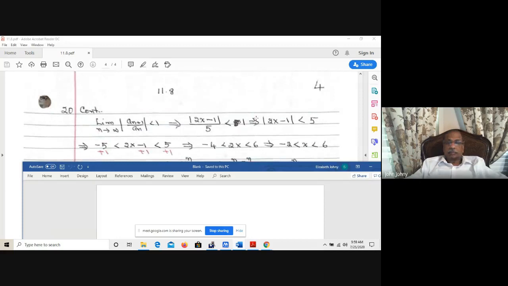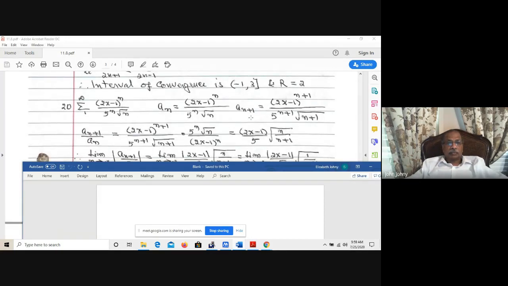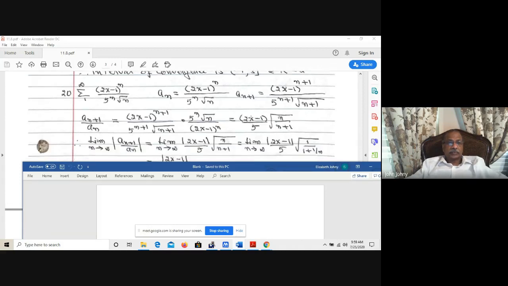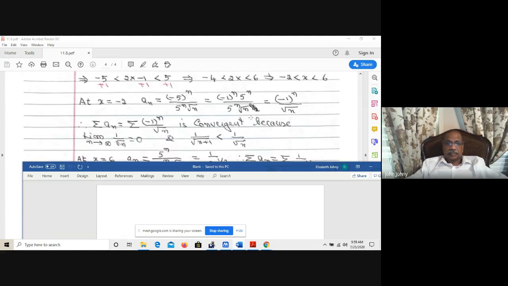This is question number 20. I will work out this question number 20 and give you the proof later. So just discard question number 20 because there is a small mistake towards the end.